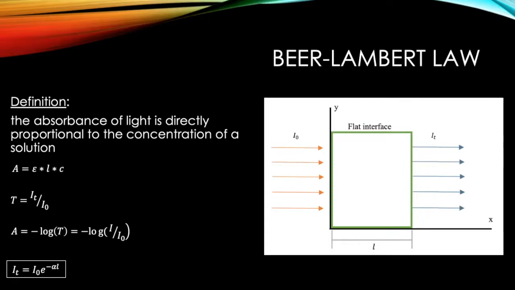In the third equation, you can see absorbance can be calculated from the transmittance as the negative log of the transmittance. The molar absorptivity, path length difference, and the concentration can be combined and defined as alpha L equals epsilon LC, where alpha is the absorption coefficient and L is the length of the interface through which the light passes. The law can then be reorganized as seen in the last equation.